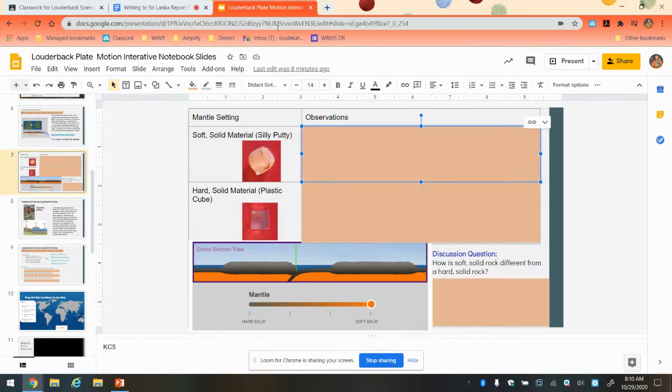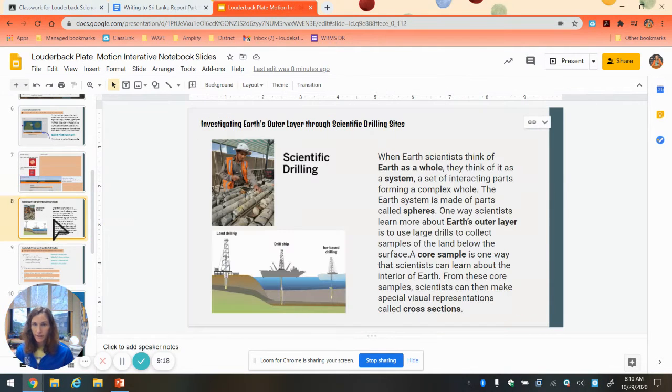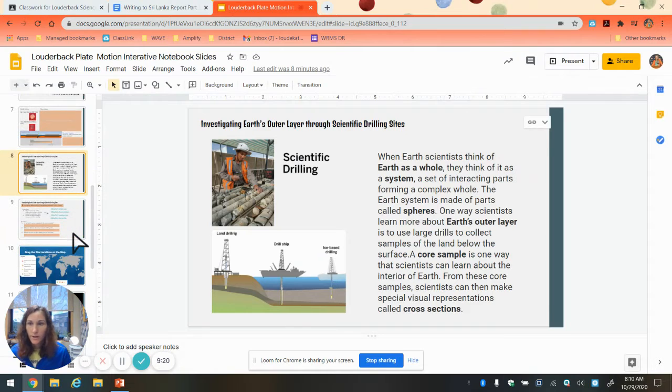So I'm going to go back here. I'm going to find slides 8 and 9. So slide 8 was investigating Earth's outer layer at drilling sites. So we know that the Earth as a whole is made up of different systems. Those systems are designated into parts called spheres. Okay, one way scientists learn about Earth's outer layer is to use large drills to collect samples of the land below. A core sample is one way that scientists can learn about the interior of the Earth.